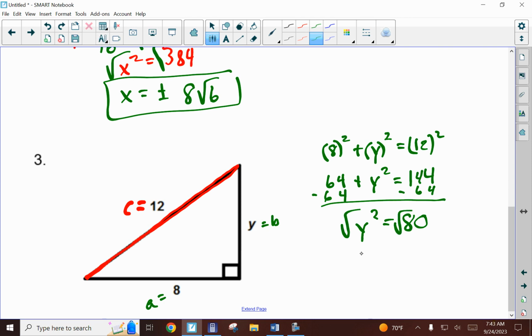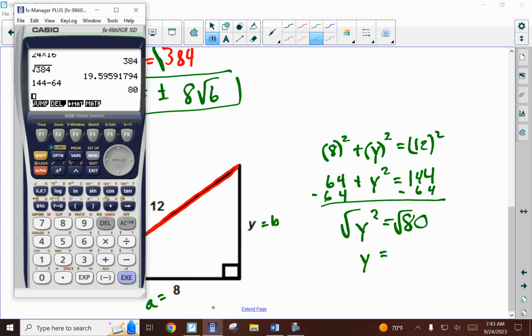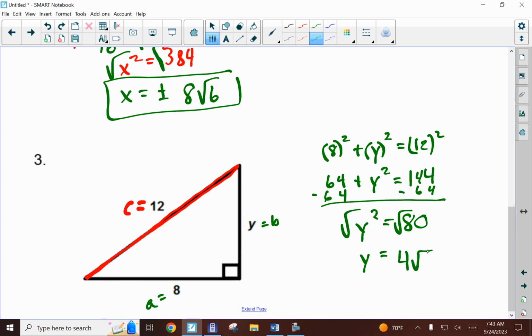I'm going to square root both sides. Oh, and I just thought of this. This is the only question where you don't have to put plus or minus because you can't have a minus length. The measurement of a triangle has to be positive. So we're not going to put the plus or minus on this question. I may have done that earlier, but that was my mistake. So square root of 80 is 4 square root 5.